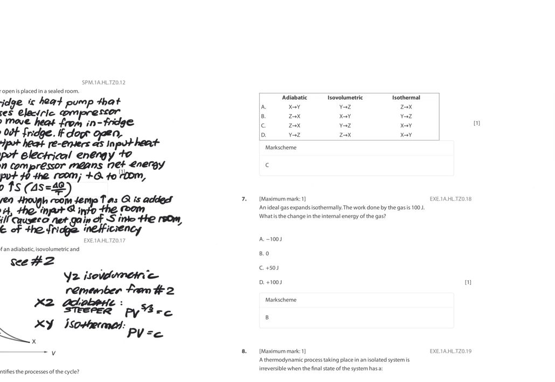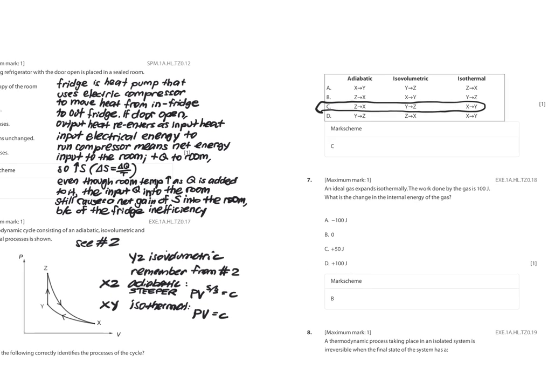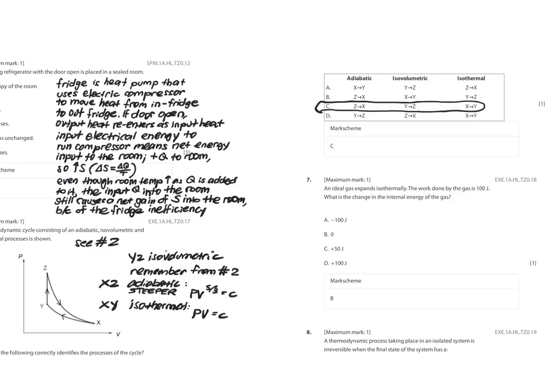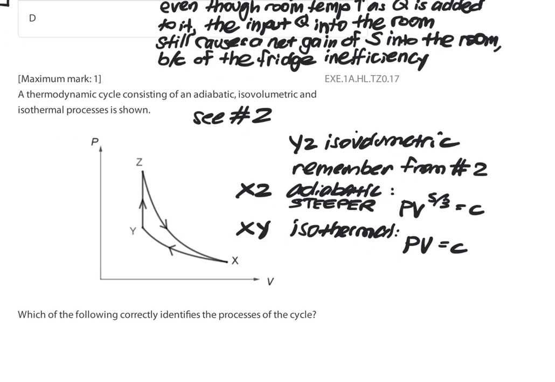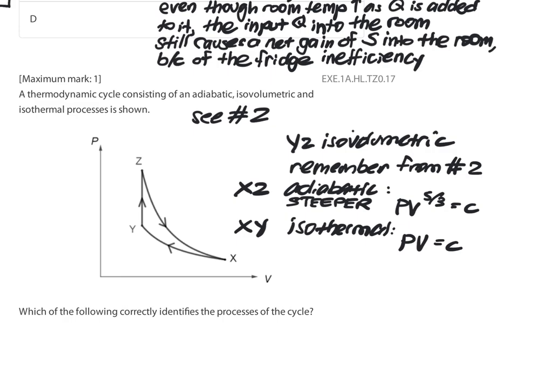We have C here. Adiabatic from Z to X, that is true. And then we have isovolumetric from Y to Z, and then isothermal from X to Y. So just remember for the curves on the PV diagram, even though they'll say, oh, it's a curve, it's isothermal, no, the adiabatic is also a curve, but the adiabatic is steeper than the isothermal. All right.